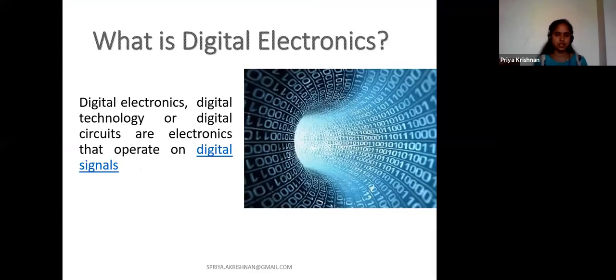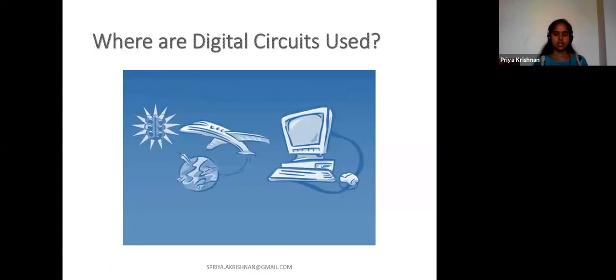So what is digital electronics? Digital electronics is a circuit which will operate completely on digital signals. So which is a digital signal? Before going into digital, what is analog and what is digital? You can give me the answers in the chat window. What is analog and what is digital? Any idea?